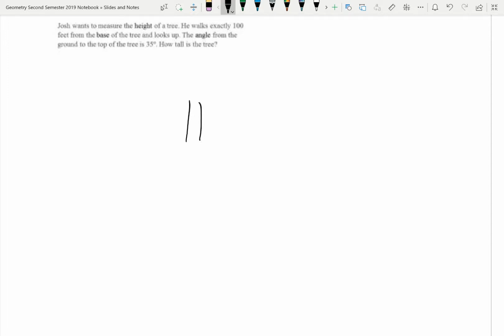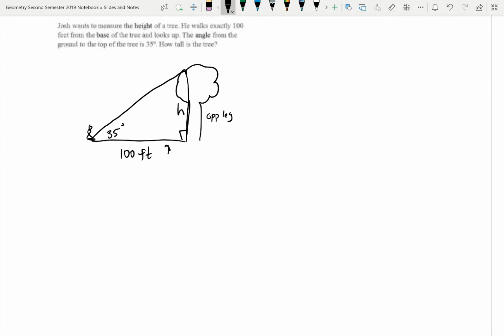So you have your tree, and Josh walks 100 feet from the base of the tree. So here's Josh. The angle from the ground up to the top of the tree is 35 degrees. How tall is the tree? I'm going to call that length h. So this would be the opposite leg, that's the adjacent leg, and the other one's the hypotenuse.